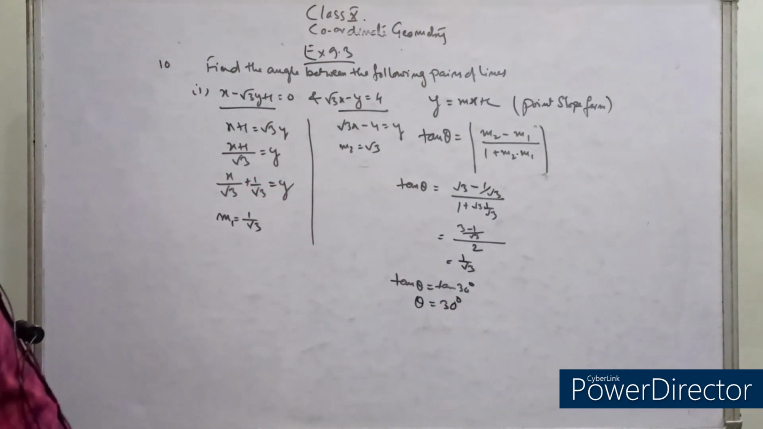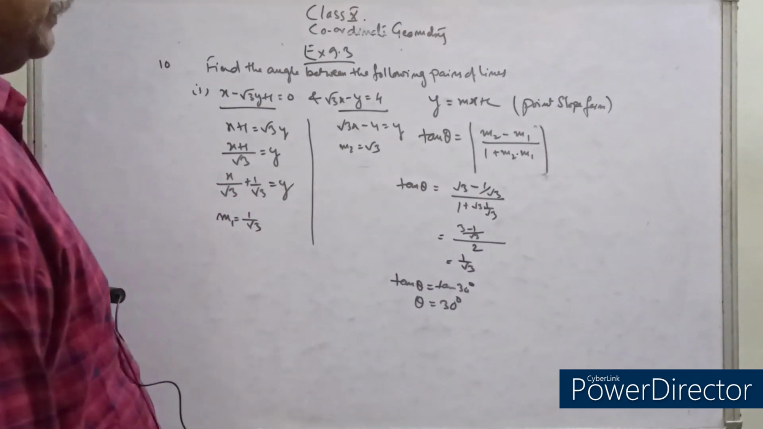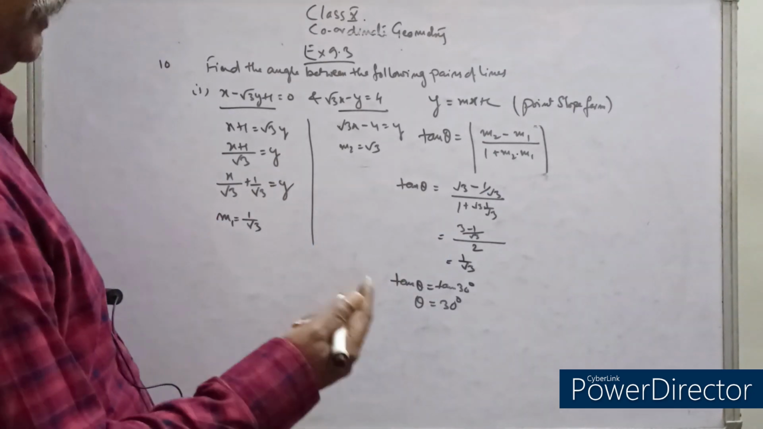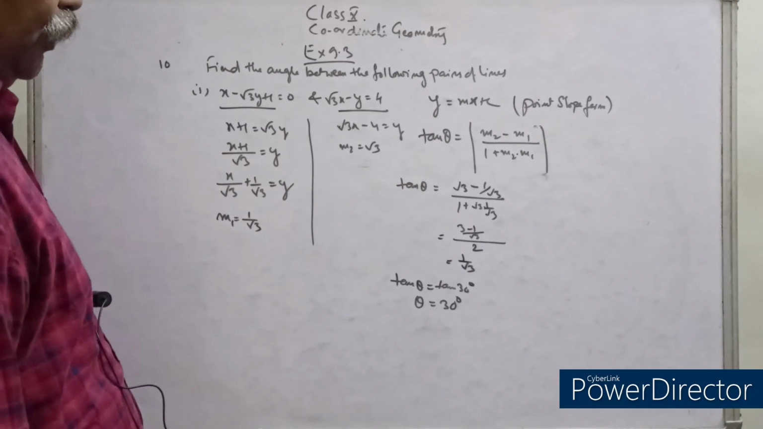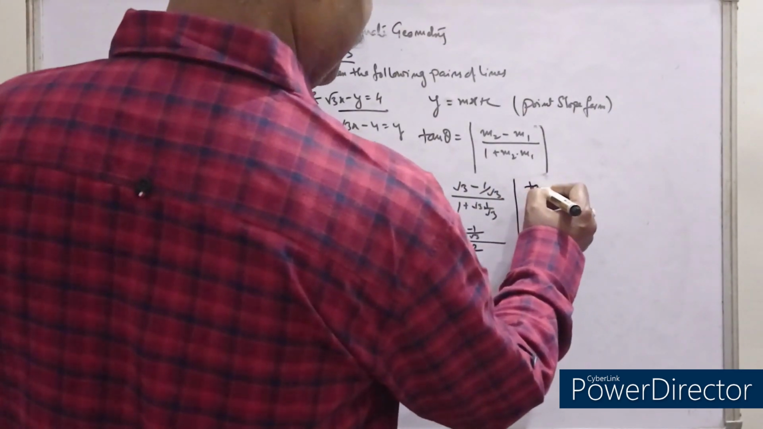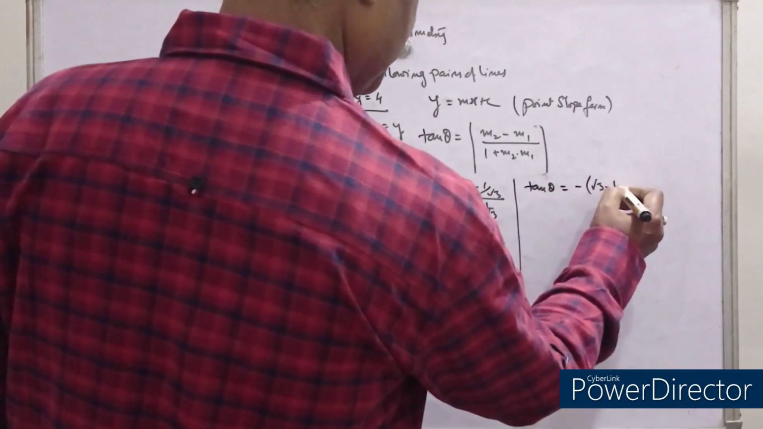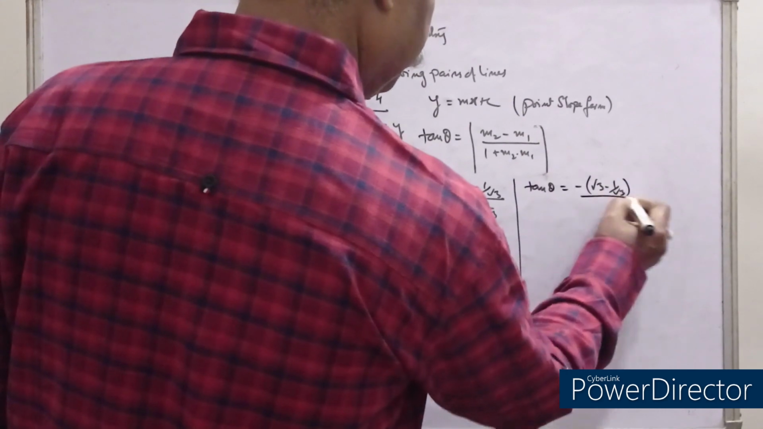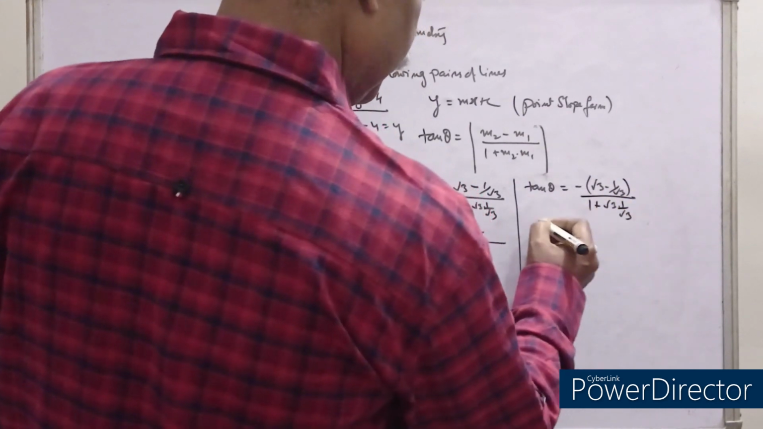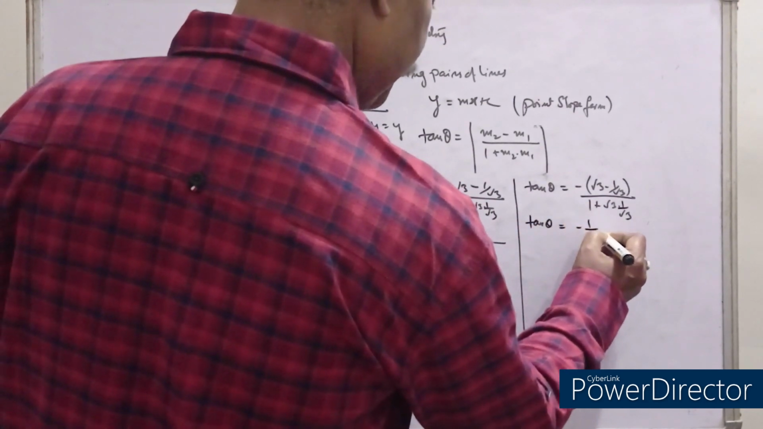Now, as I have told you earlier, whenever you are going to calculate the angle between two lines, you have to use both plus and minus signs. So here I have taken the plus sign. Next I am going to take the minus sign, that is tan theta is equal to minus root 3 minus 1 by root 3 divided by 1 plus root 3 into 1 by root 3. So this comes out to be tan theta is equal to minus 1 by root 3.